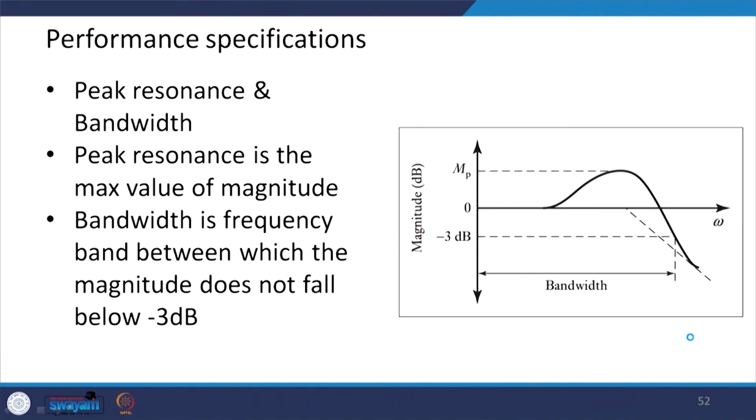Okay. So, the performance specification for the system can be given by two parameters, that is the peak resonance and the bandwidth. The peak resonance is the maximum value of the magnitude basically. Okay. So, the maximum value of the magnitude over here, this is the peak resonance, and bandwidth is basically the frequency band between which the magnitude does not fall below minus 3 decibel basically. So, actually if this is the minus 3 decibel, so this is going to be actually the bandwidth.